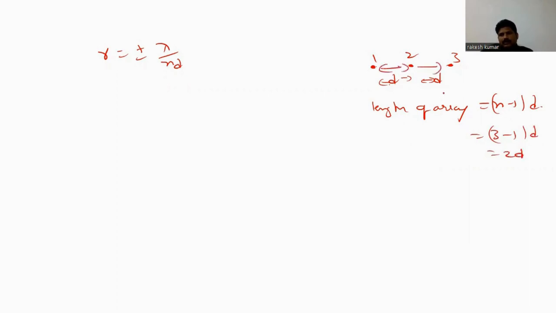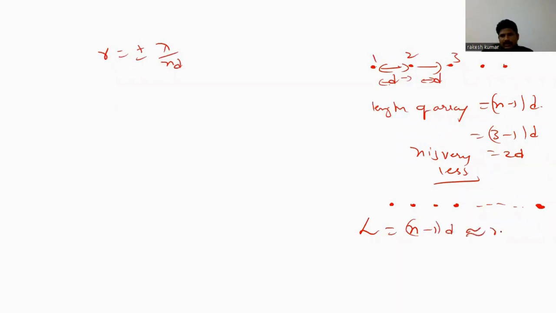For example, if three elements are there, 1, 2, 3, and each element is separated by distance d, then generally the length of the array formula is n minus 1 into d. So here the total number of elements is 3, so 3 minus 1 into d. But if there are n elements, the length of the array, instead of n minus 1 into d, can be written as n d. This is applicable only when n is very, very large.